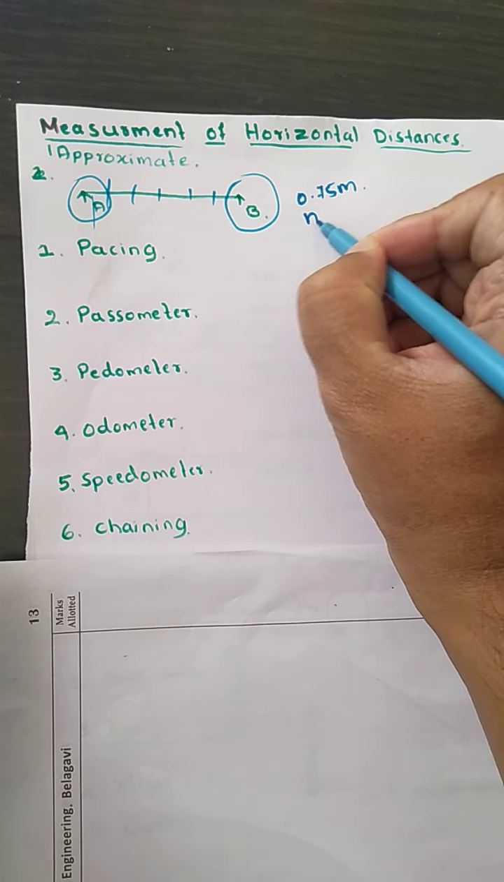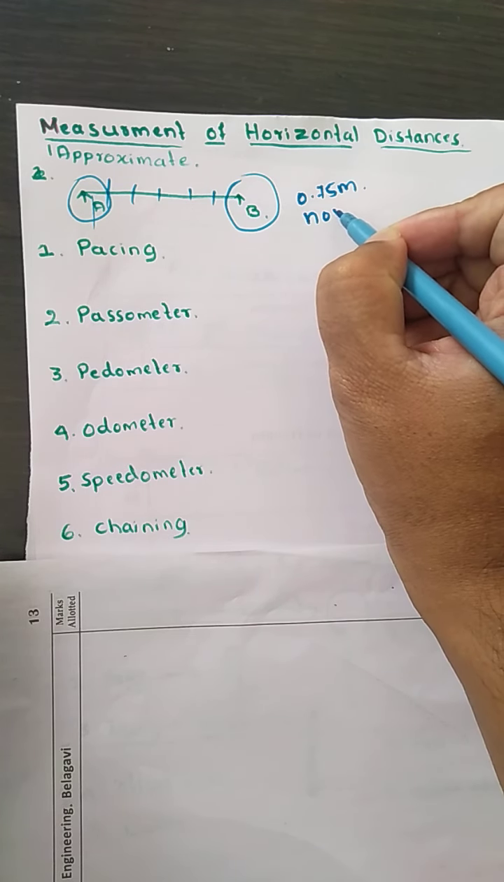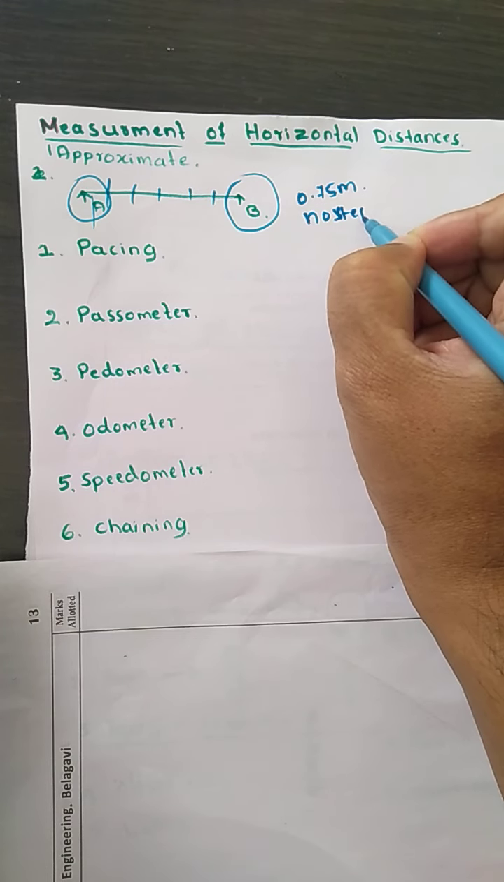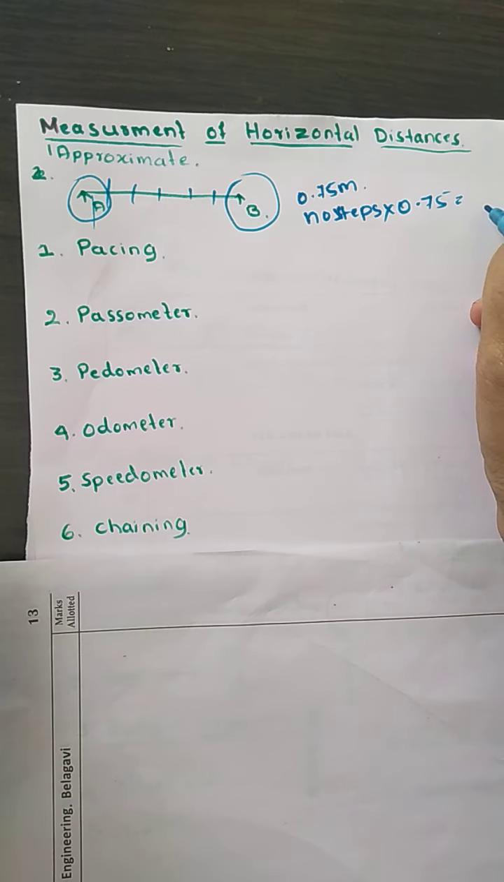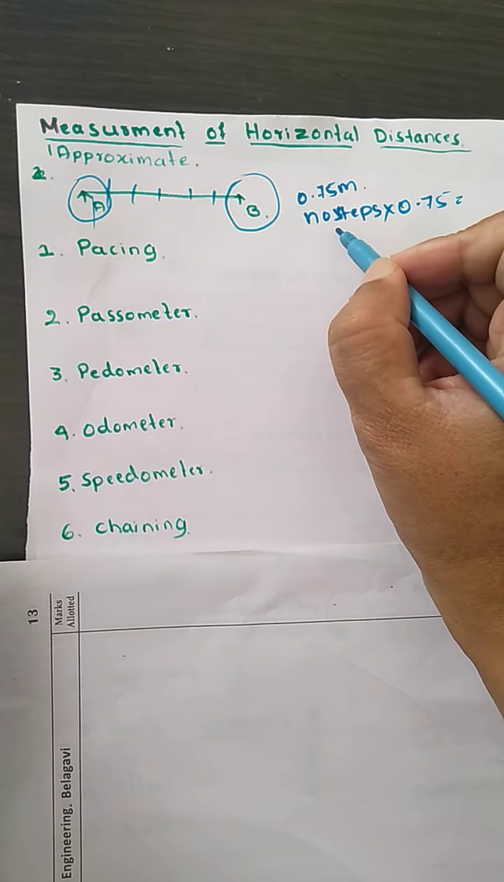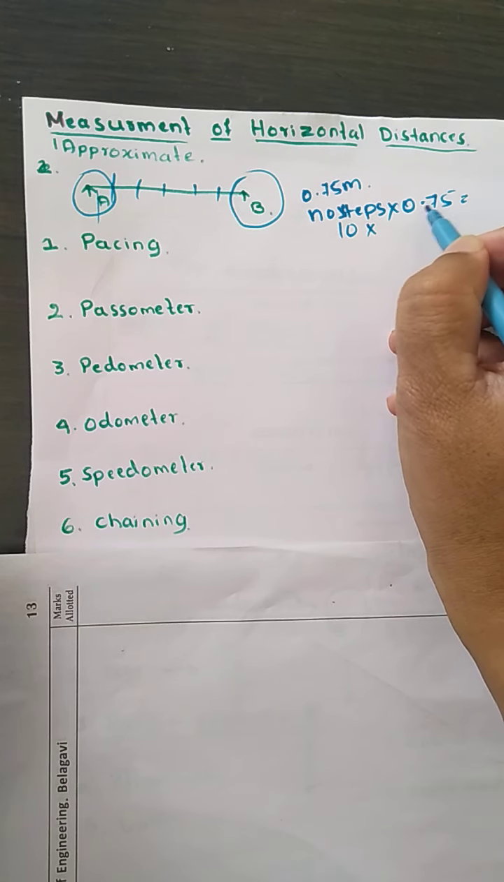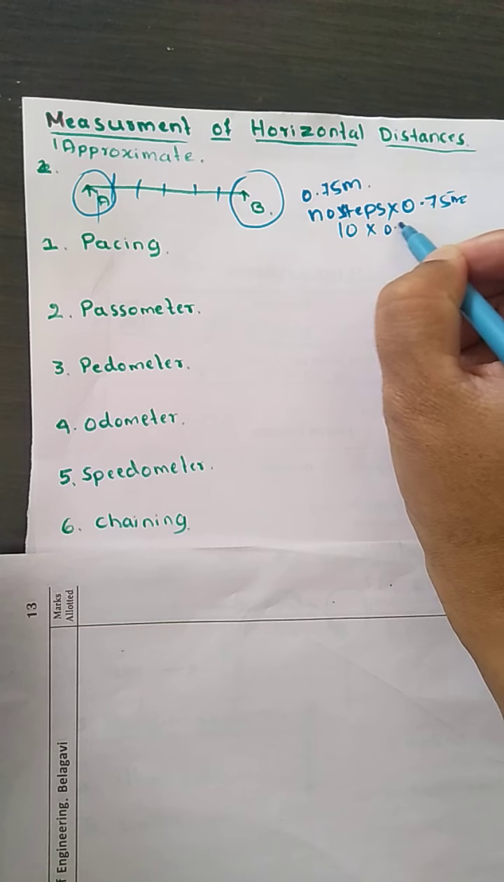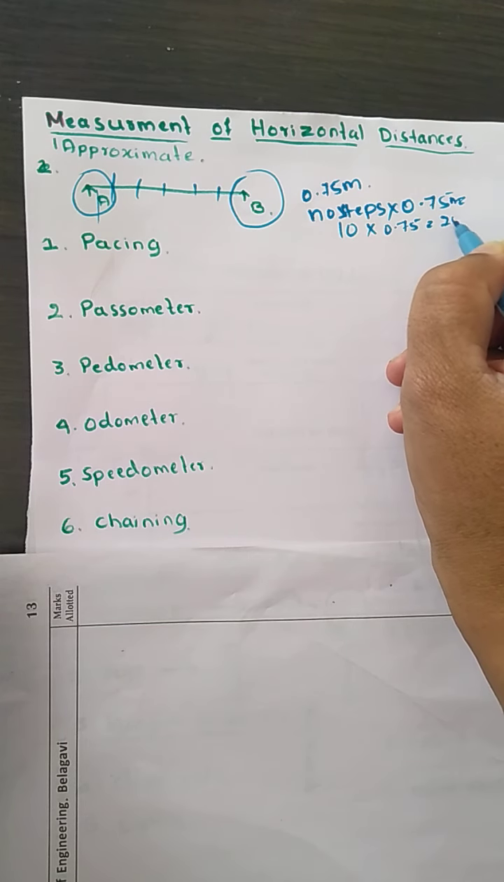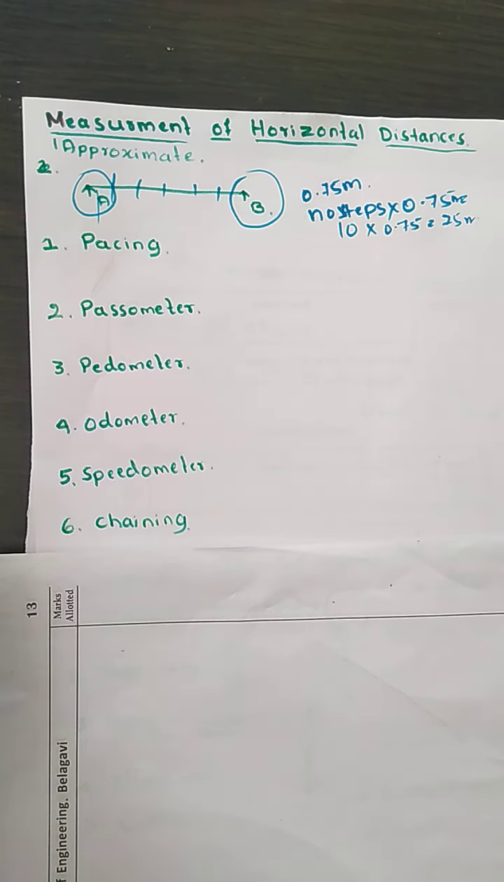So the number of steps multiplied by 0.75 will give you the distance between the two. Suppose he has taken 10 steps, and each step is around 0.75 meter. If you multiply, he will have traveled around 7.5 meters. This is how we calculate the distance between 2 points approximately by pacing.